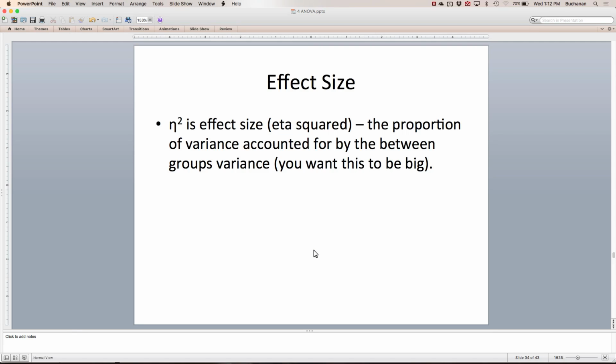So how much variance in your experiment is due to the IV, or the thing that you wanted to have happen, or the model, versus the error. So the F ratio is an odds statistic, so you want it to be really big. The eta squared is a proportion. It's a proportion of variance accounted for by that variable.